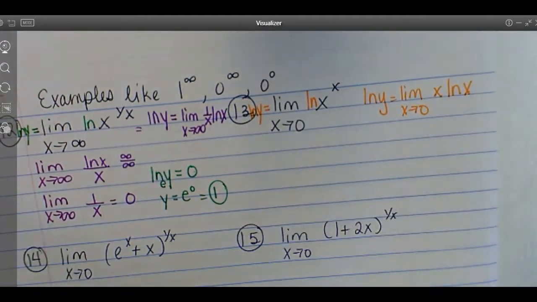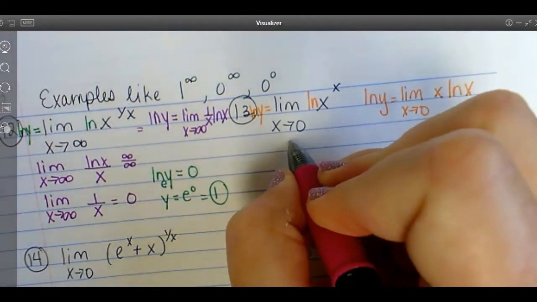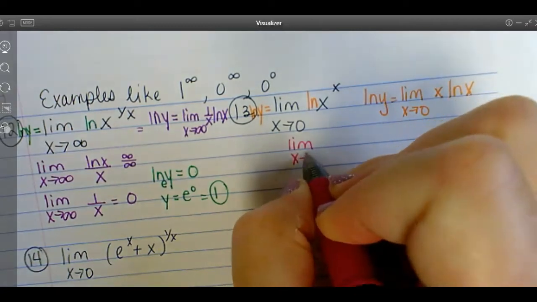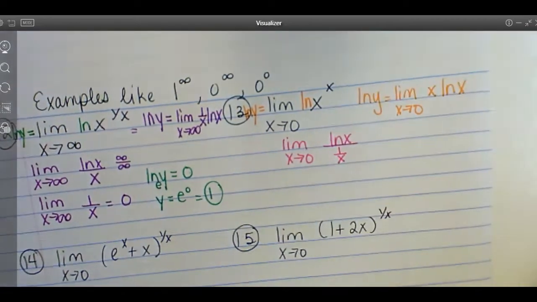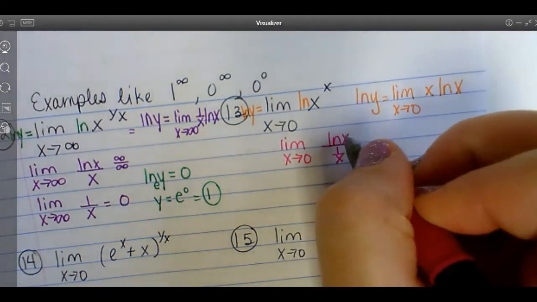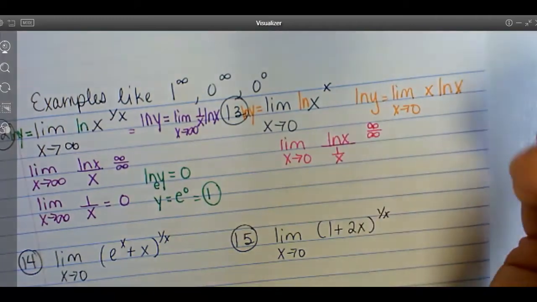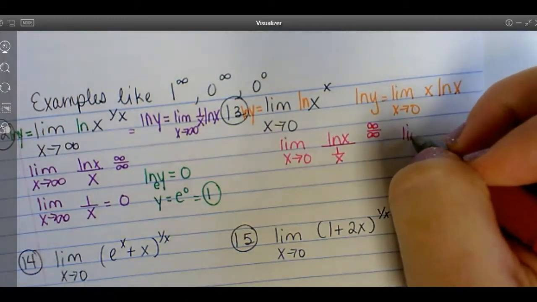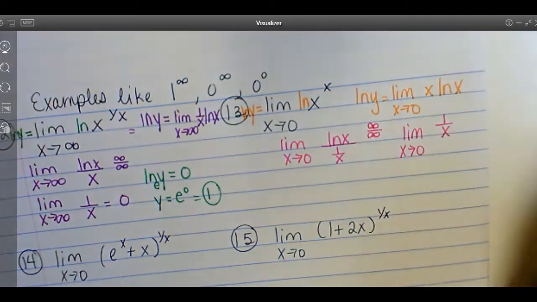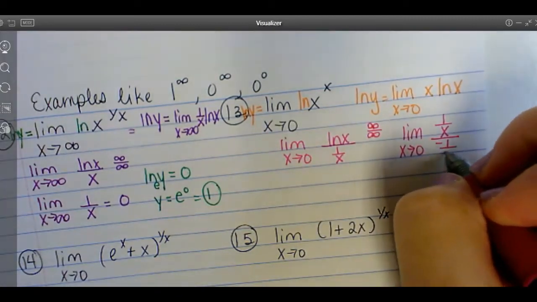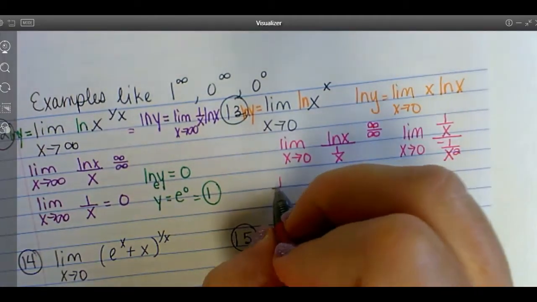All right, this is one of those that are times, so I need to bring this x to the bottom. Remember that that natural log is there. But I'm going to bring it to the bottom and make it 1 over x. When I think about it, I do have infinity over infinity, so I can use L'Hopital's rule, which says that the derivative of ln of x is 1 over x, derivative of 1 over x is negative 1 over x squared. Okay, I can rewrite that.